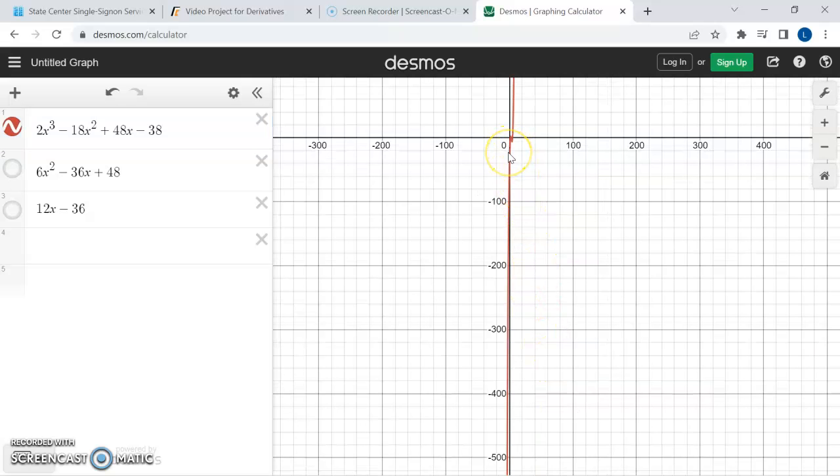So as x approaches infinity, 2x cubed is equal to positive infinity. And as x approaches negative infinity, 2x cubed can't be positive because cubed is always negative. So it'll also be equal to negative infinity.